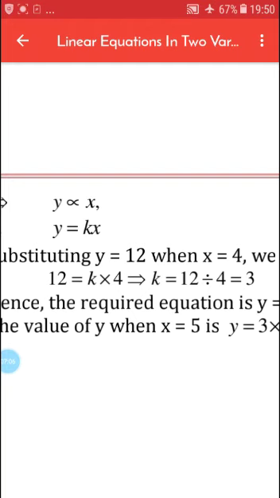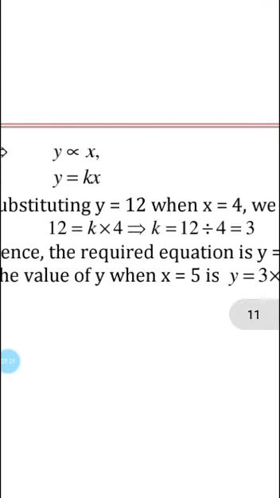Now see, x is equal to 0 is the equation of the y-axis and y is equal to 0 is the equation of the x-axis. Another thing, the graph of x is equal to a is a straight line parallel to the y-axis, and the graph of y is equal to a is a straight line parallel to the x-axis. Another thing, an equation of the type y is equal to mx represents a line passing through the origin. This thing you have to remember.